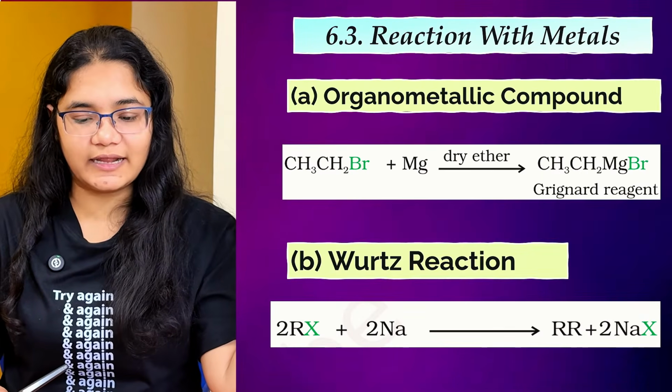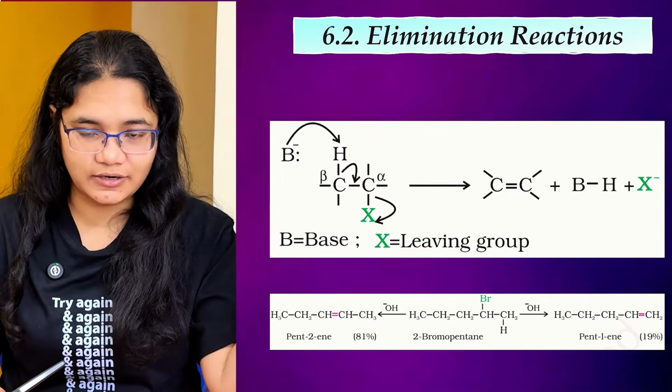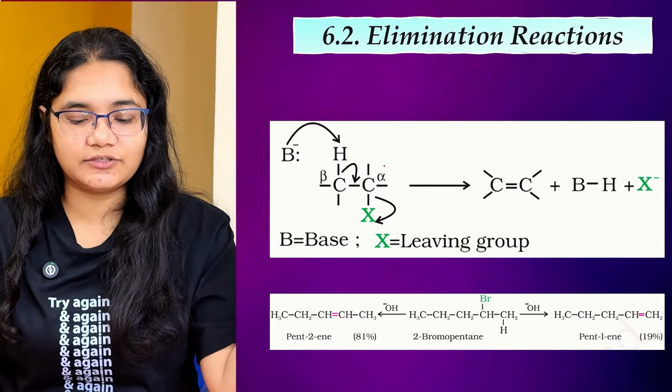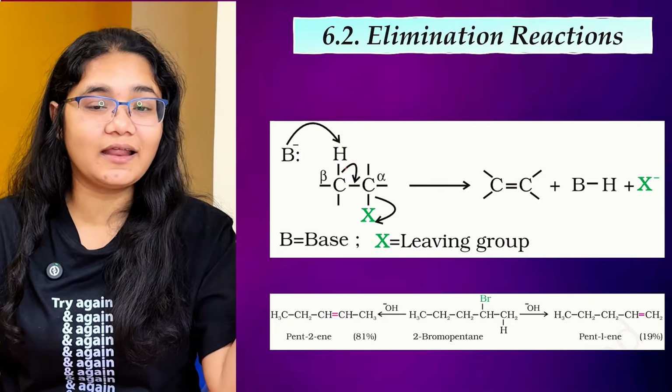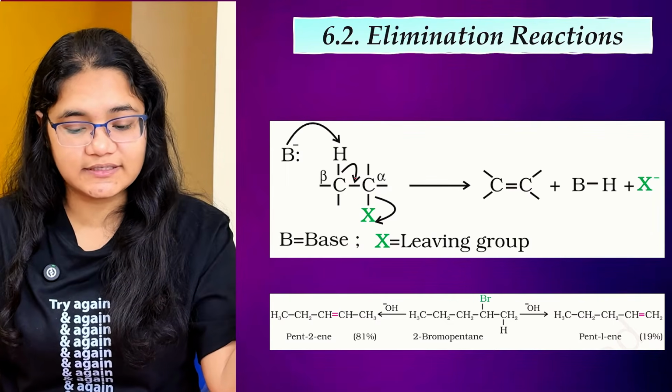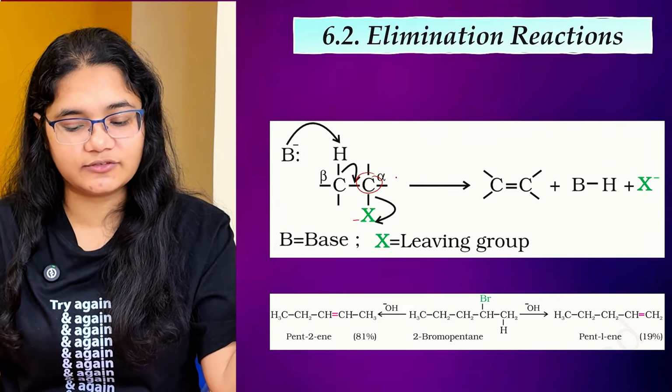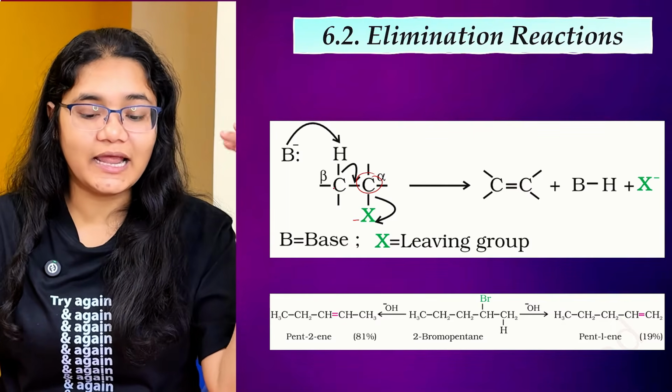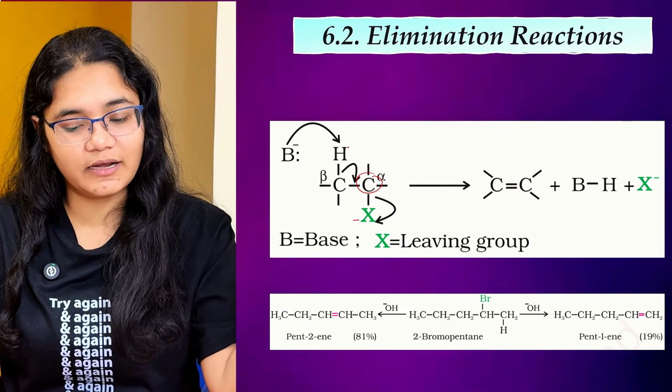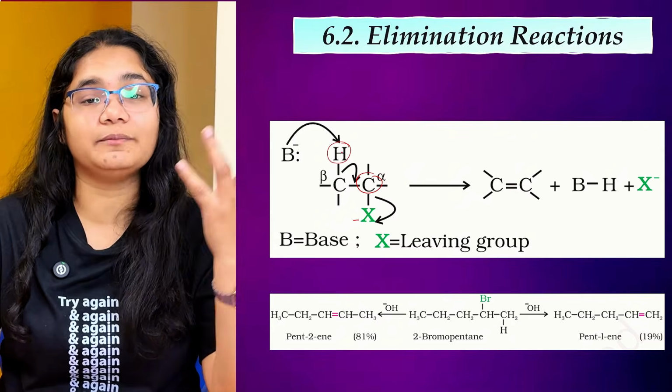Now let's move to the next reaction, that is elimination reaction. So in elimination reaction, what happens if there is a beta hydrogen? Now what is beta hydrogen? See, the carbon which contains the X group is called the alpha carbon. The adjacent carbons are called beta carbons, and the hydrogen attached to them is called beta hydrogen.